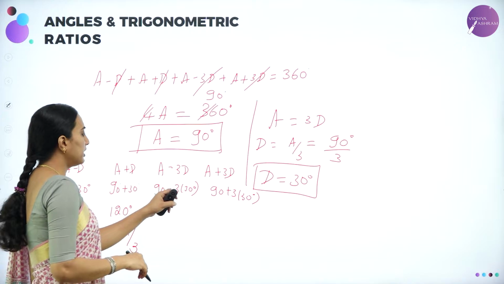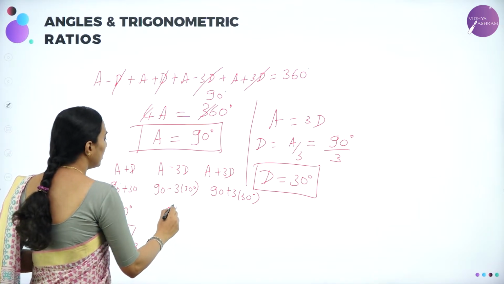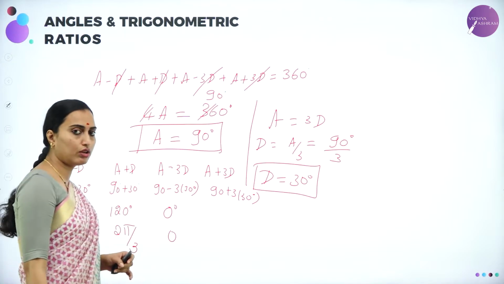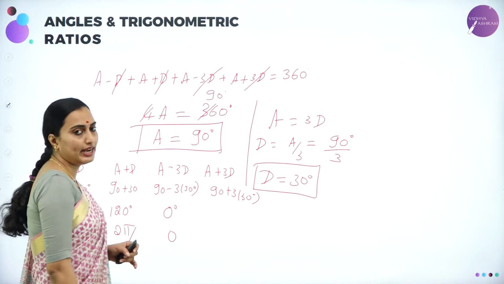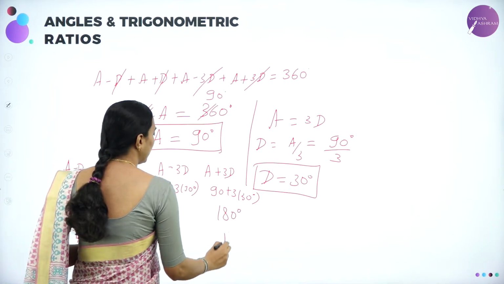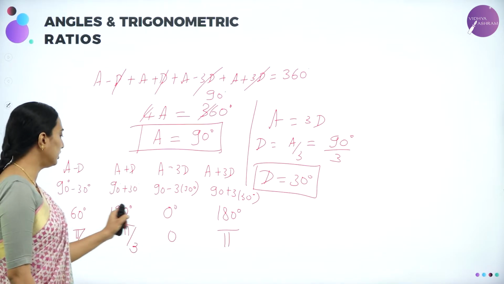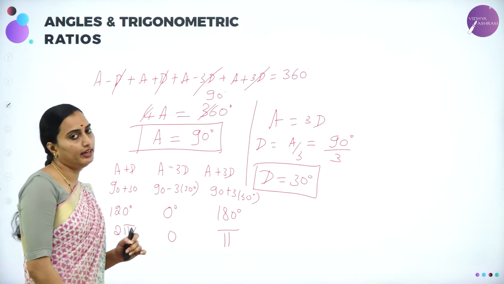Similarly, 90 minus 3 into 30. So 3 threes are 9, 90 minus 90 which is 0 degree. So in radian also you have 0. Similarly, 90 plus 3 into 30 is nothing but 90 plus 90, which is 180 degree. 180 degree is represented in radian as pi. Understood? This is in terms of degrees and the denominator here is in terms of radians.